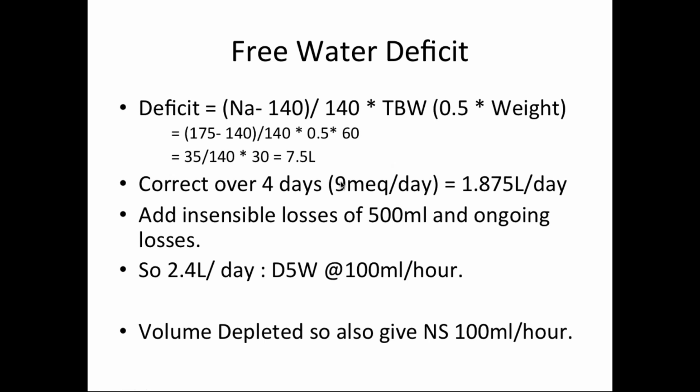All these calculations do not take into account the ongoing losses as well as the insensible losses that are going to happen every day. So you have to add that into your daily replacement as well. And so for this person, we would say that we want to correct over 4 days, and 2.4 liters of extra free water would be a good start. So we give D5 water at 100 ml per hour to give him 2.4 liters over the day.